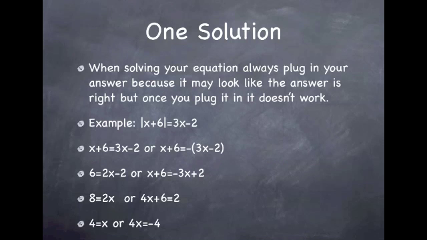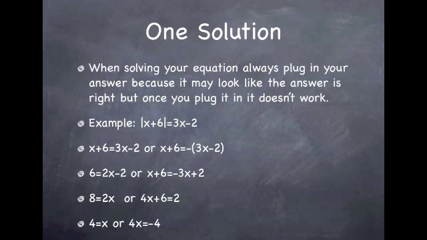One solution. When solving your equation, always plug in your answer, because it may look like the answer is right, but once you plug it in, it doesn't work. As an example, |x plus 6| equals 3x minus 2. So you have the two cases, with the positive 3x minus 2 and the negative 3x minus 2. Then you just go through the steps and do it.